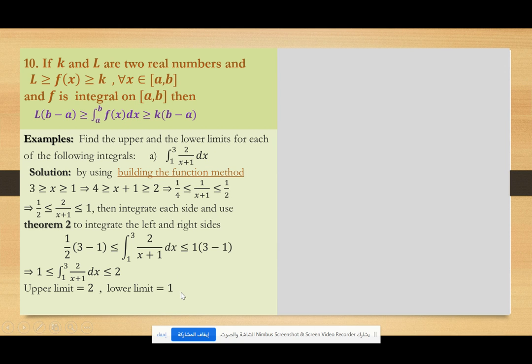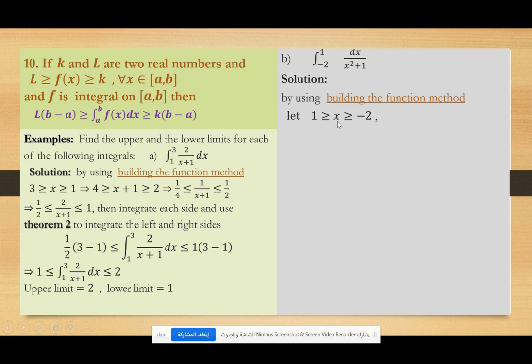Let's have another example. Example number 2. It is talking about integration from negative 2 to 1 of dx over x squared plus 1. Actually, we can write dx instead of 1 here. There is 1 here. Sometimes we can write it, sometimes no need. Let's prove it the same way, by using the building the function method, because this is the suitable method that we can use.